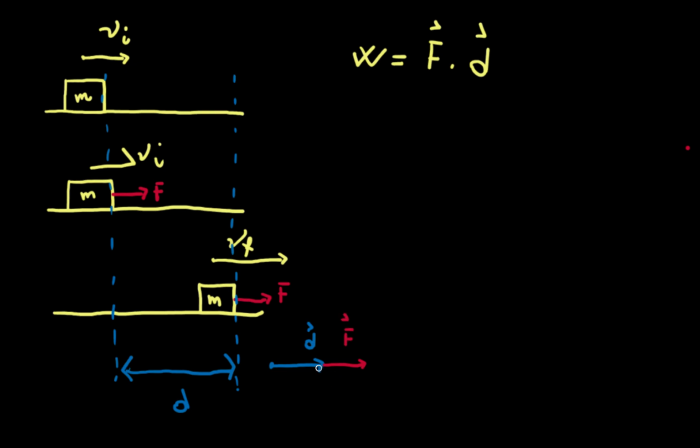Great. So what is the angle here? The angle is 0. Cosine of 0 is 1. So the work here boils down to nothing but force times distance. But now I threw another concept in here, right? We are now looking at velocities. We had a velocity initial here and a velocity final there.